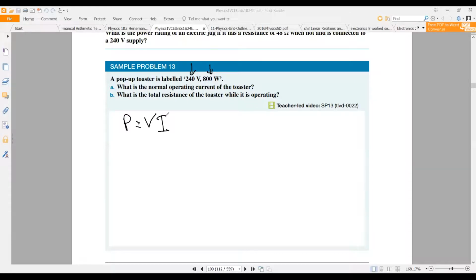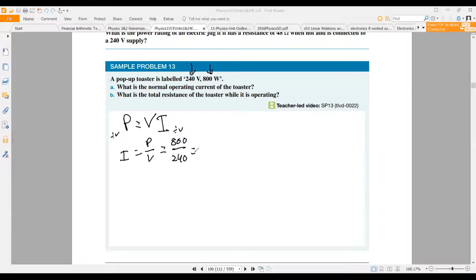The reason we use that formula is because it's got voltage and current in it. So if I divide both sides by V, the current is going to equal the power divided by the voltage. We know that we've got 800 watts at 240 volts. So that's going to give us the average running current. I'm going to grab my calculator. 800 divided by 240 volts is 3.33 recurring amps.